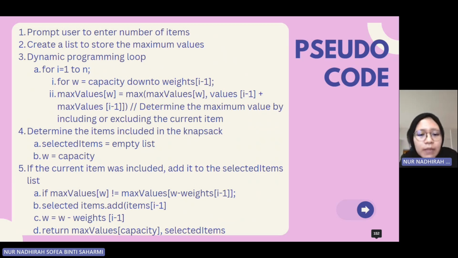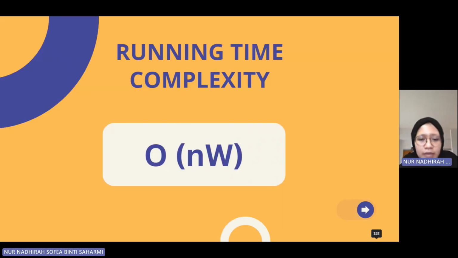Then we need to determine the items included in the knapsack. If the current item was included, we check whether the maximum value at the current capacity is the same as the maximum value obtained by excluding the current item. If it is not the same, it means the current item is included and will be added into the selected item list. Lastly, it will return the maximum value at the given capacity and the list of selected items. Next, the running time complexity. So this is the running time complexity, where n is the number of items and W is the maximum weight capacity of the trolley.